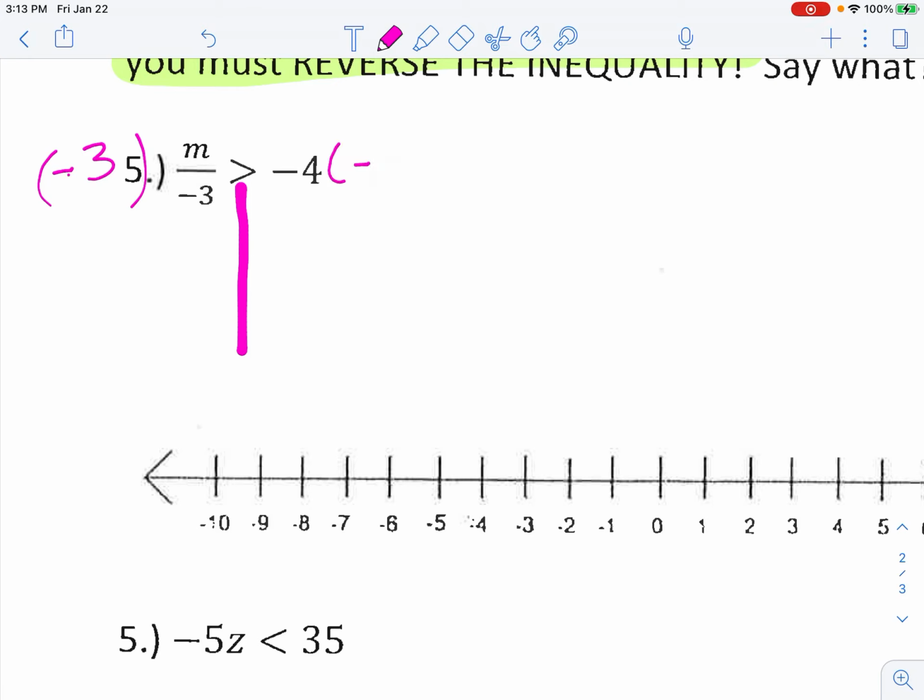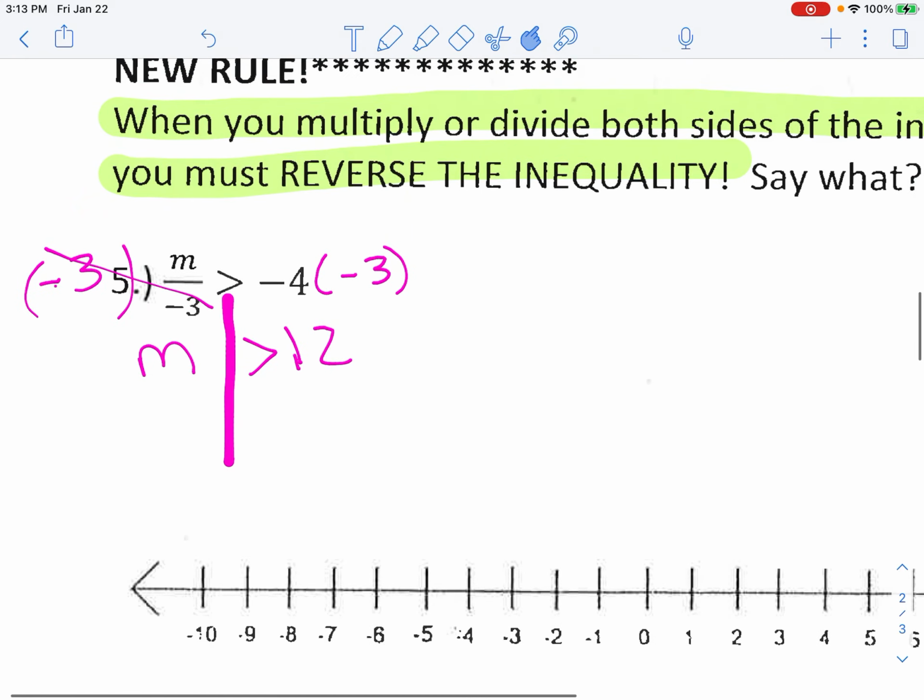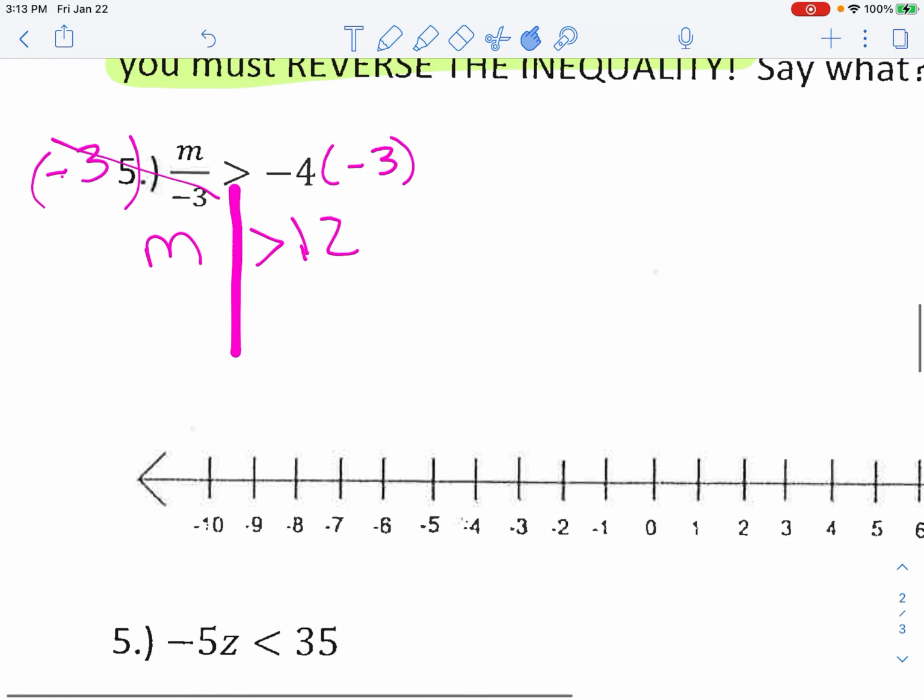So multiply the left by -3 and multiply the right by -3. Your -3's are going to cancel on the left. M is greater than 12. -4 times -3 is 12. Now look what I just did. What's our new rule? When you multiply or divide both sides by a negative, you reverse the inequality.